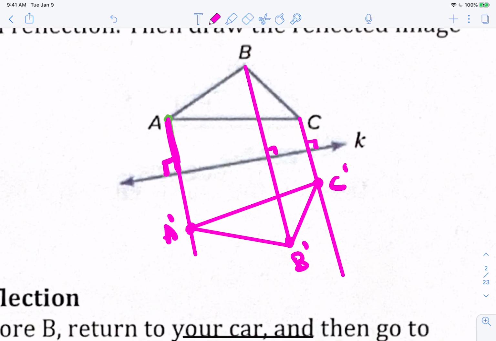Now, make sure you go back through and label them A prime, B prime, C prime. Okay? They have to be labeled. All right?